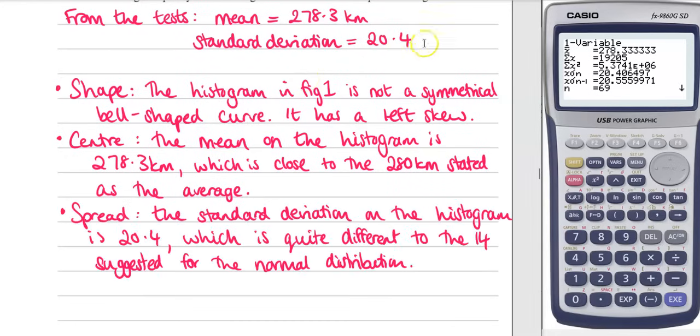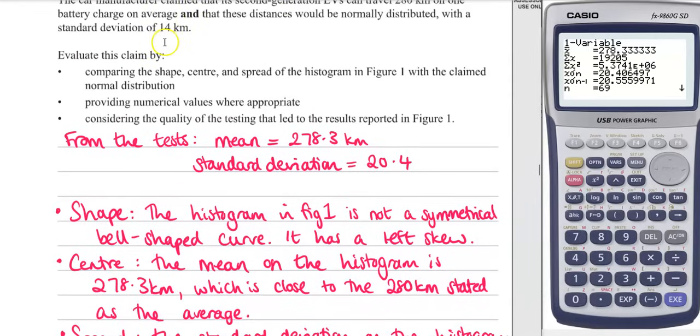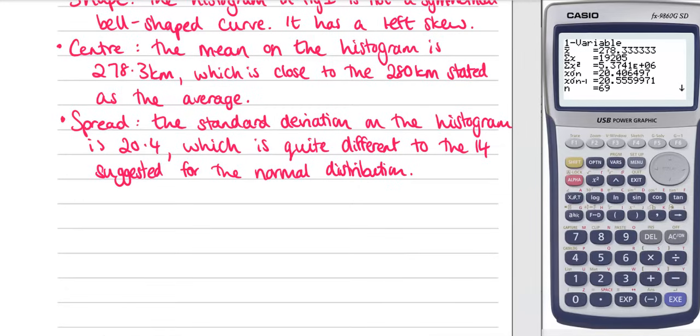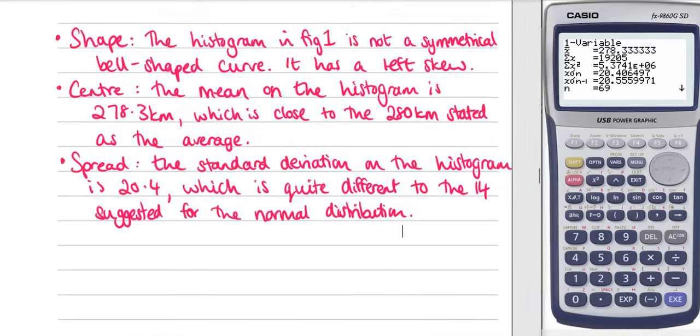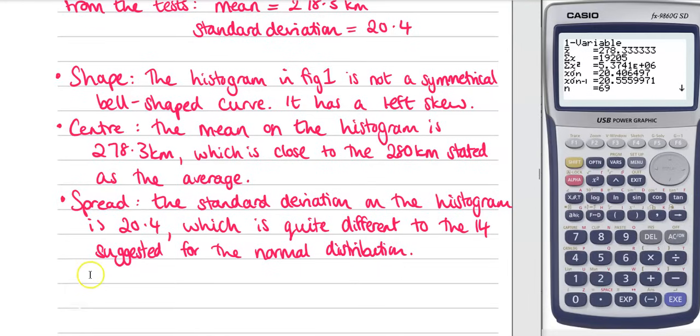Okay, next is spread. So the standard deviation we worked out from the histogram was 20.4, and that's quite different to the 14 that was suggested for the normal distribution. So the last thing left to do is to evaluate the claim. Now, of those 3 characteristics we looked at, only one of them was really close. So I'm going to go with normal distribution not being a particularly good representation.